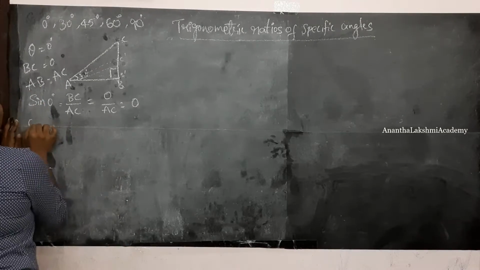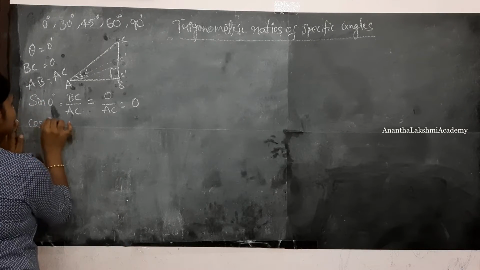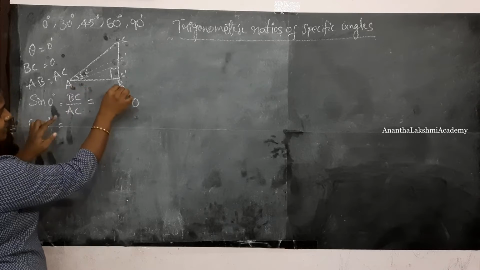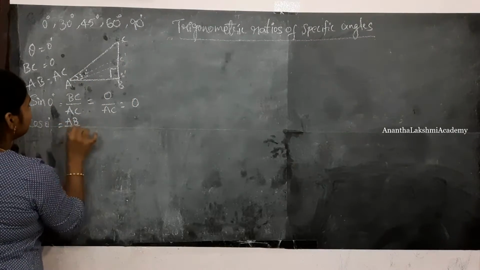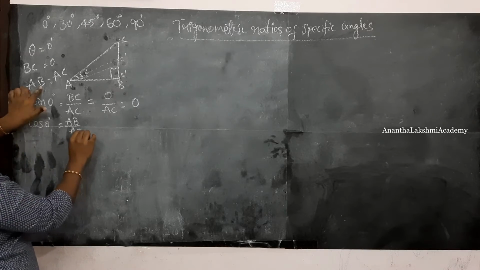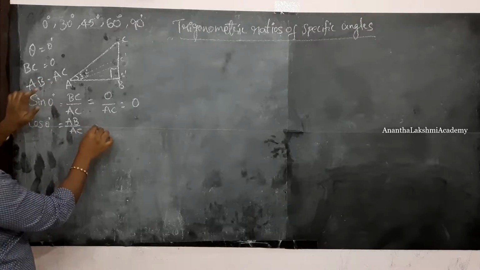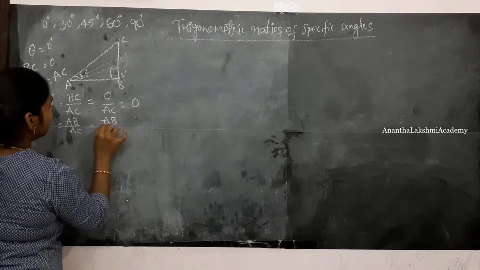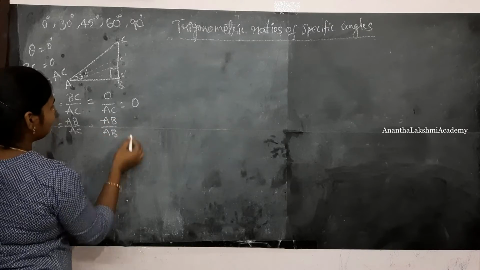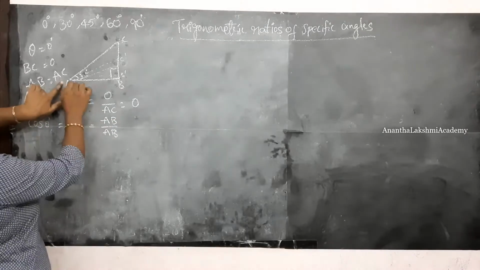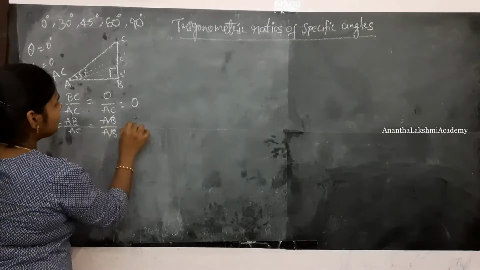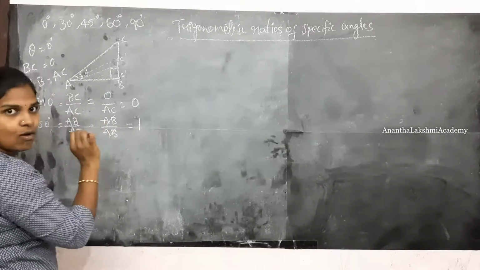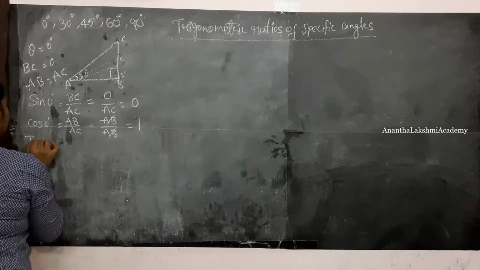So let me figure out cos 0 the same way. Cos 0 is adjacent by hypotenuse, AB by AC. But we get to know that AB is equal to AC, since C is on B. That's what happened when the angle got decreased to 0 degrees. Alright. So AB by AB gets cancelled. Cos 0 is 1.